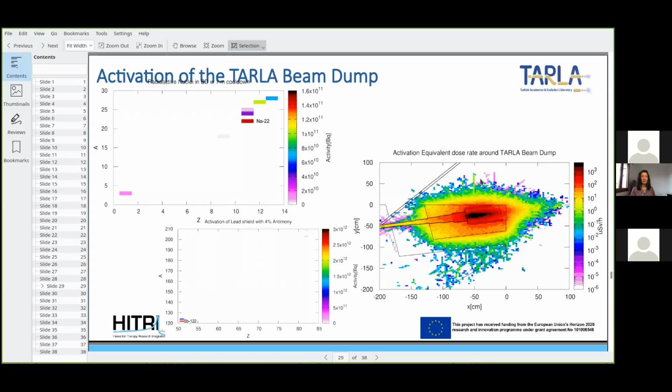However, once you look at the dose rates, the concrete shield as well as the lead shield from the beam dump provides sufficient shielding such that in the off state we can still enter the room. So there is no danger.